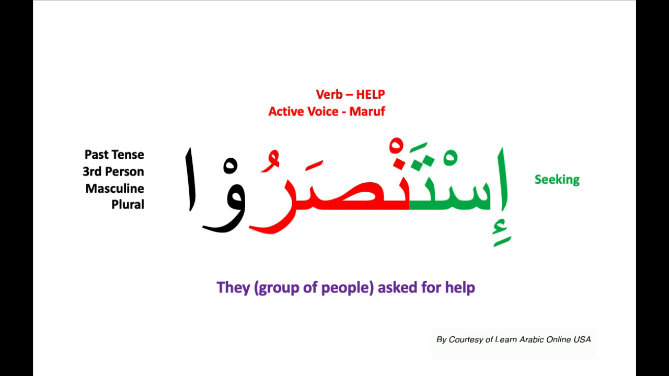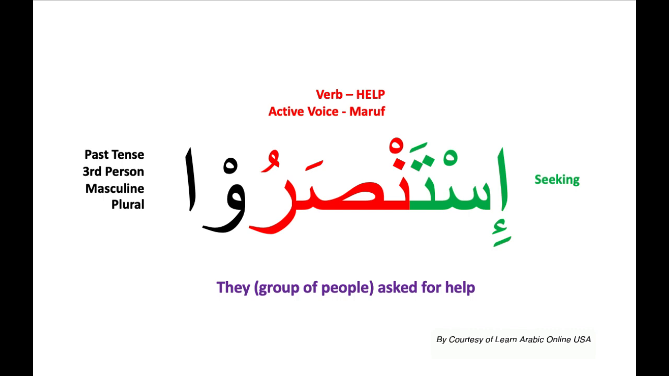Ista means seeking, to seek, asking for something. The middle part is the root verb nasara. So the prefix ista is added before nasara. Waw alif at the end is acting as a suffix. It's telling us it's past tense, it's third person, it's masculine, and it's also plural.